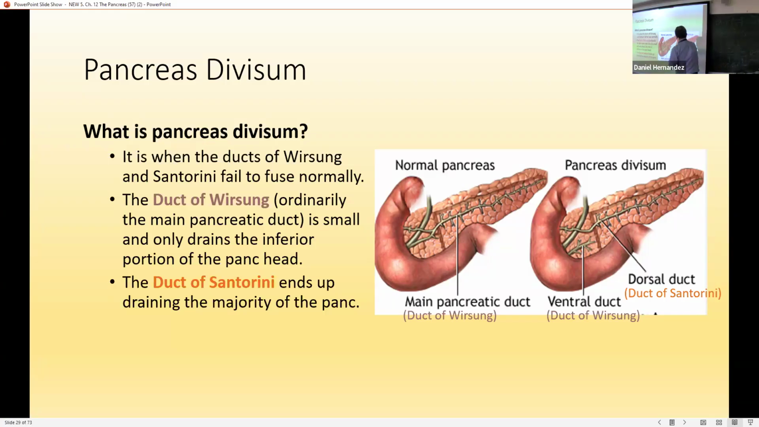This is now showing that duct of Wirsing, instead of typically draining the whole pancreas and then diving down and draining a portion of the head, is only relegated to that small portion of the head. That duct of Santorini is the main pancreatic duct now that's draining the body and tail of the pancreas.